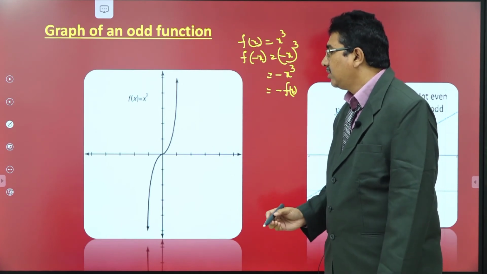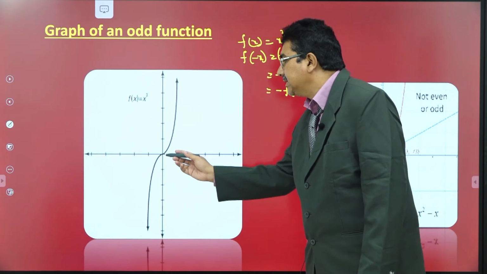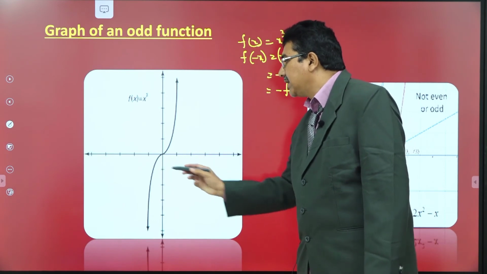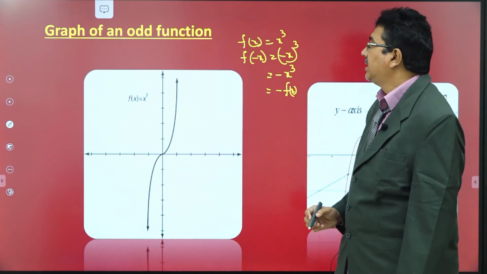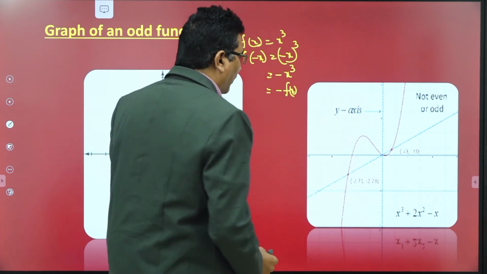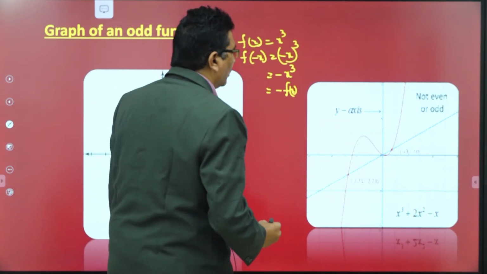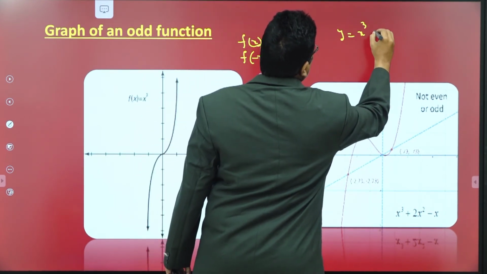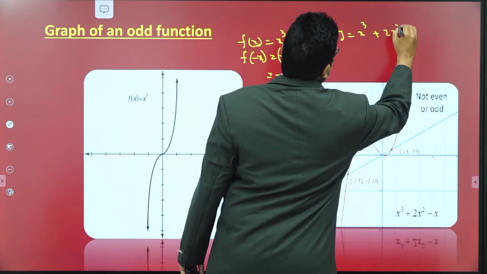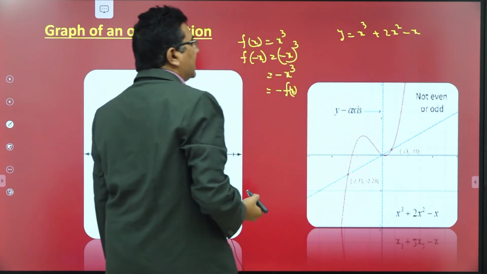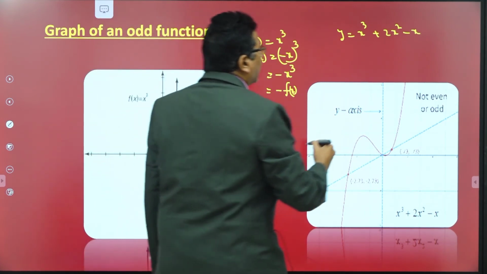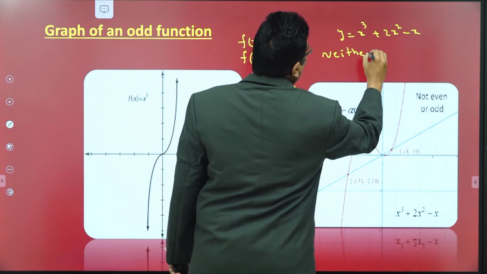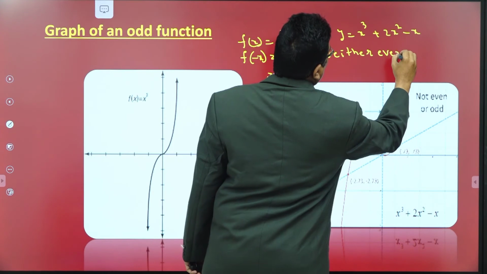In this case also, the graph is folded about the origin. These two curves coincide. Now see another graph. The function is y equal to x cube plus 2x square minus x. This function is neither even nor odd.